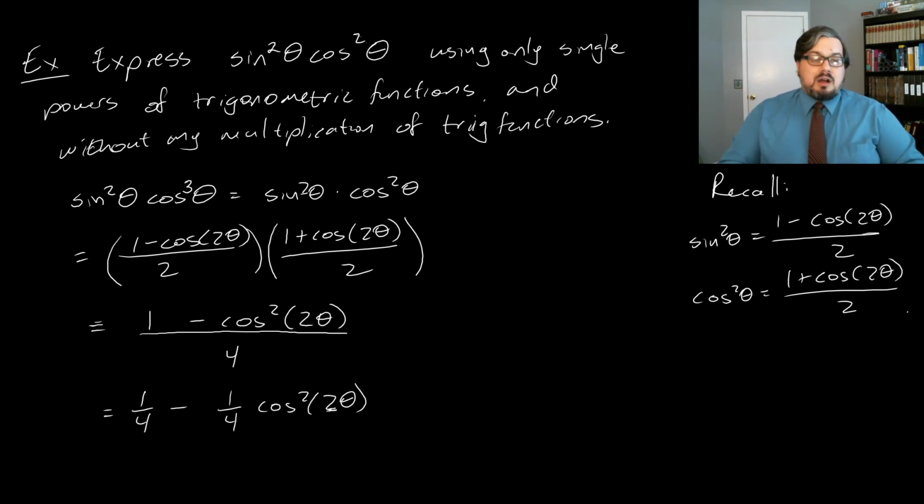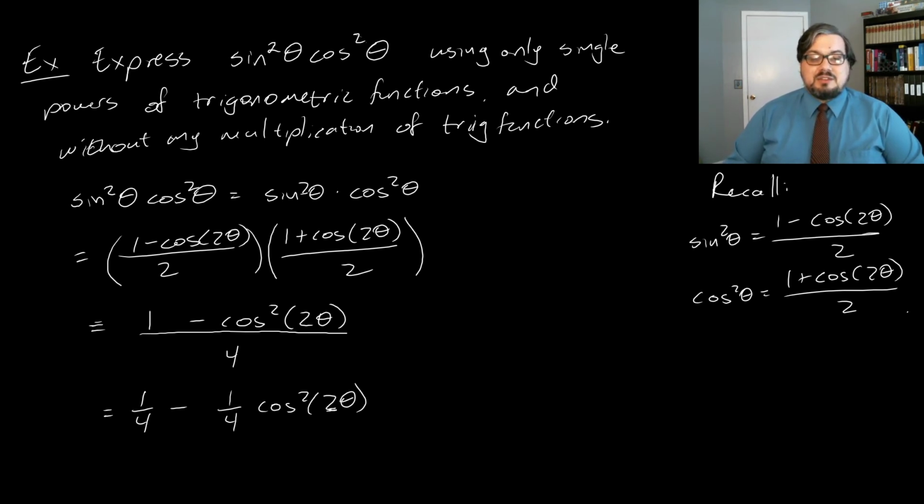We've made progress. Our original problem had sine squared times cosine squared. It had four trig functions all multiplied together, 2 sines and 2 cosines. Well, now we have an expression with one constant term, which is fine, and one term that has a cosine squared. So we've made some progress. We're not done yet though, because we still do have that squared.